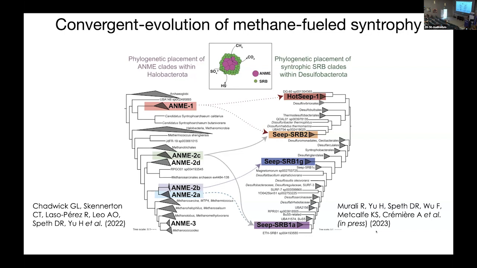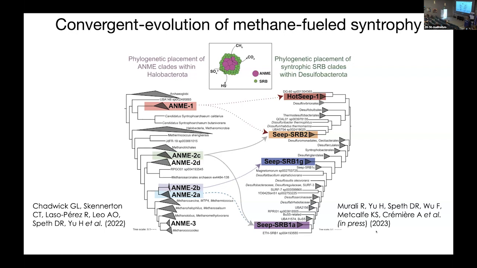I'm going to talk primarily about four different clades of sulfate-reducing bacteria that we've characterized fairly well. These are Hot SEEP1, SEEP-SRB2, SEEP-SRB1G, and SEEP-SRB1A. These are all within the phylum Desulfobacterota and are taxonomically unrelated. So as I mentioned, it was a kind of convergent evolution. What's really interesting is that some of these archaea and some of these bacteria can form these relationships promiscuously. They can form multicellular aggregates with different groups of bacteria and different groups of archaea.